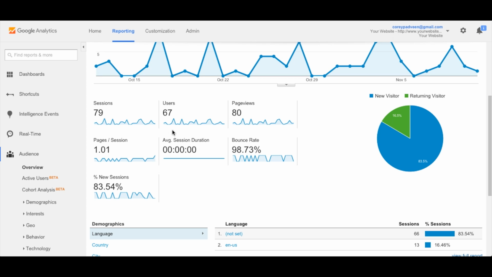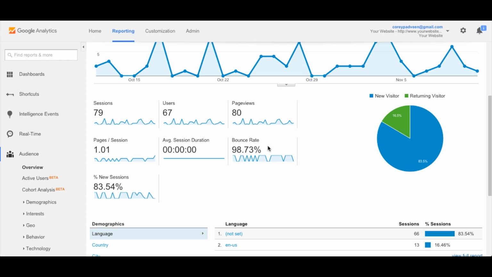Ideally, you would have a fairly high number here to show a more engaged audience. Session duration, the amount of time that's spent on average when someone visits your site. Again, you're going to see a pretty close connection between the pages per session and the session duration. The higher your pages per session, likely the higher your session duration is going to be.